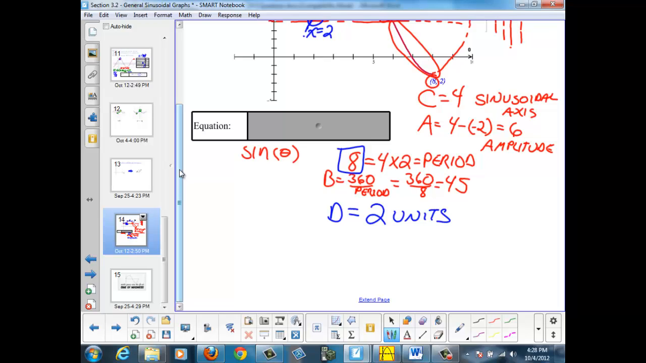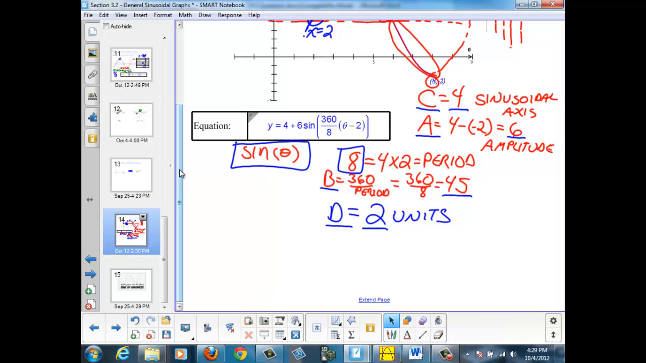We now have all the information we need for the equation. We have our a value of 6, our b value of 45, our c value of 4, and our d value of 2, along with our choice of the sine function. We put it all together, and we see our equation.